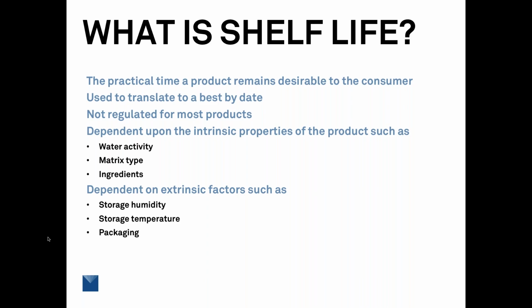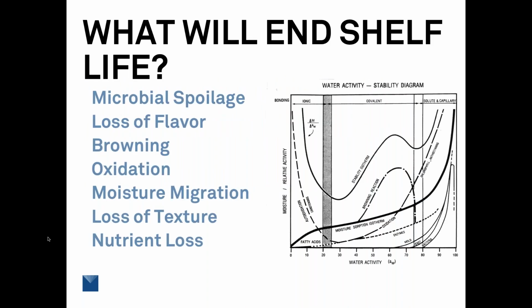So certainly there are things that we need to account for when we start trying to answer the question of what the shelf life of a product is. There are things that we need to consider, and so hopefully we can get some ideas about how to consider those in a very specific way, and in a way that we might be able to model them. So what is it that will end shelf life?